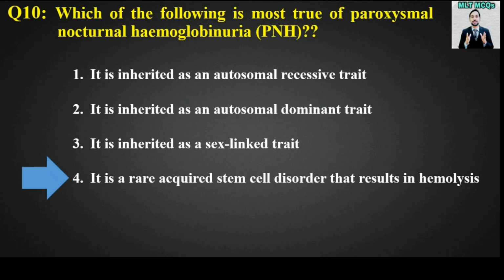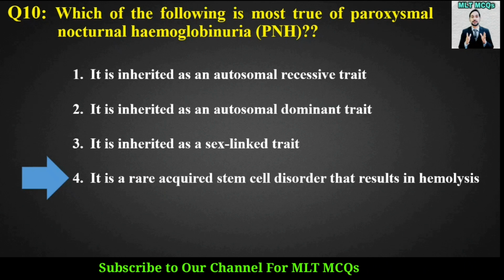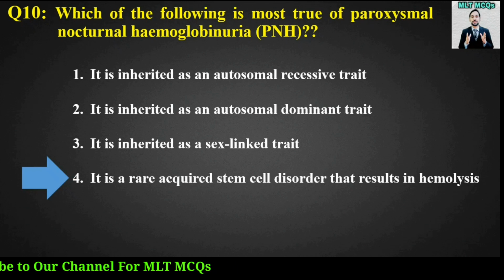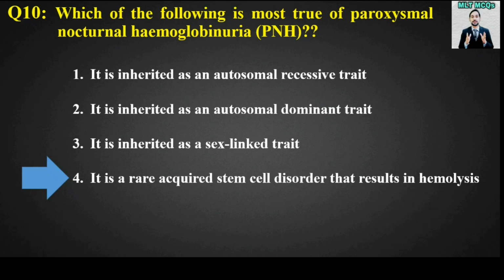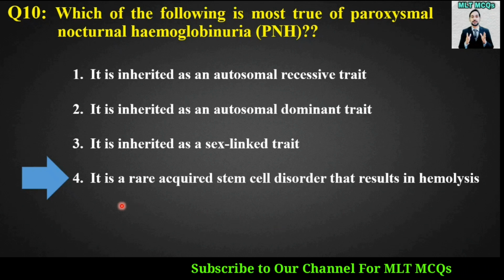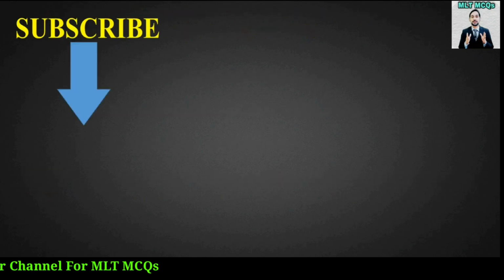PNH, or paroxysmal nocturnal hemoglobinuria, is a rare acquired stem cell disorder that results in abnormalities of the red cell's membrane. This causes the red cells to be highly sensitive to complement mediated hemolysis. Because this is a stem cell disorder, abnormalities are seen in leukocytes and platelets as well as in red cells. PNH is characterized by recurrent episodic intravascular hemolysis, hemoglobinuria and venous thrombosis. So the right answer for this MCQ is that it is a rare acquired stem cell disorder that results in hemolysis.